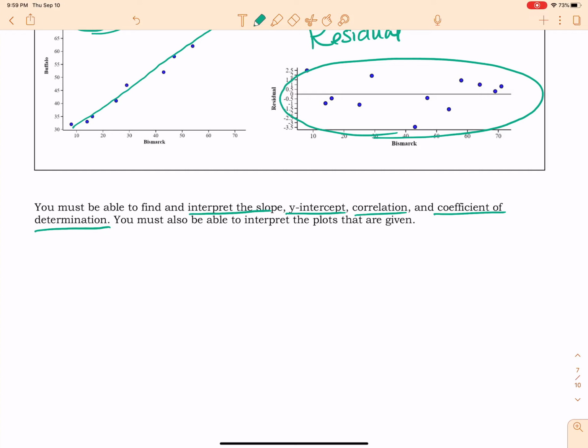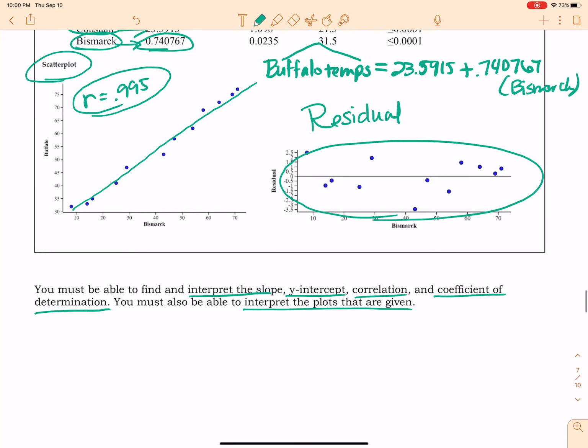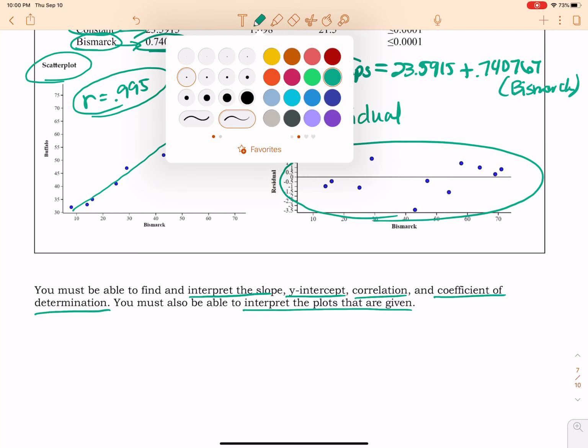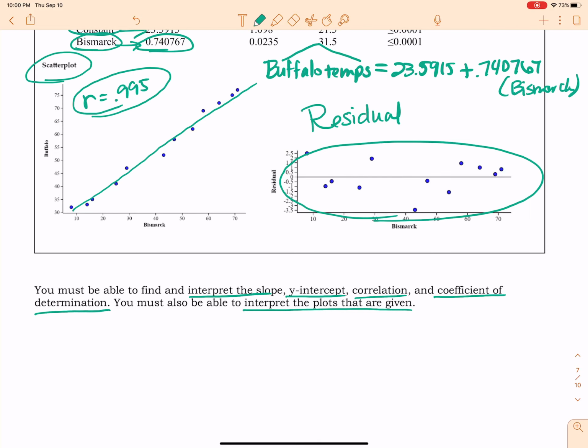I already talked to you about interpreting the plots that are given. I went over the idea that the scatter plot was nice and linear, the residual was nice and scattered. So we did talk about that in the last video. So let's look at interpreting our slope.